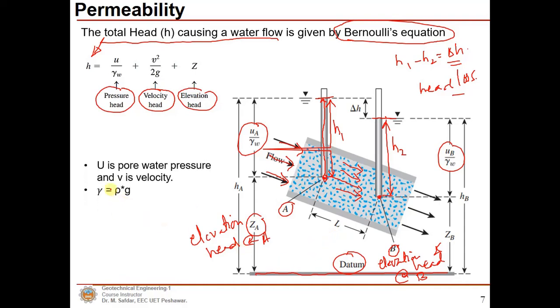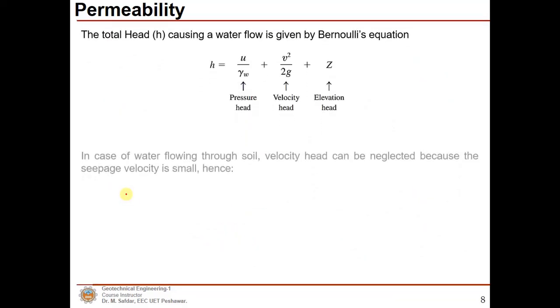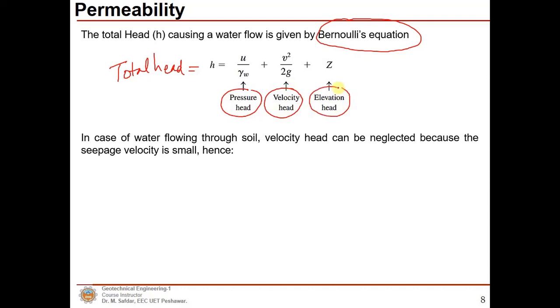U is the pore water pressure and V is the velocity, and you can find out the unit weight by multiplying the density into the acceleration due to gravity. Now we discussed Bernoulli's equation, used to find the total head, which depends upon the pressure head, velocity head and the elevation head. But in case of water flowing through soil, velocity head can be neglected because the seepage velocity is small.